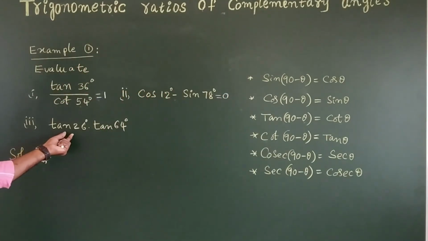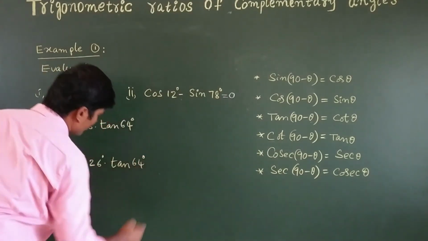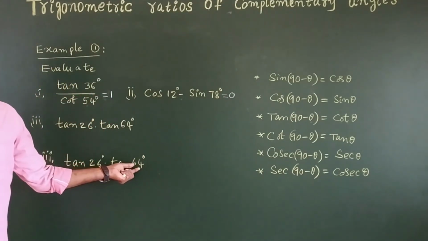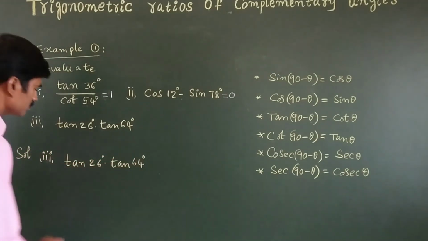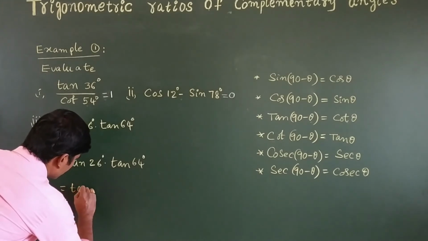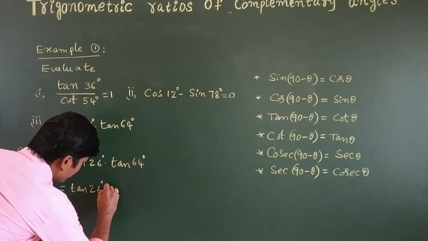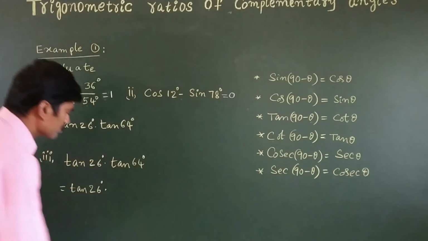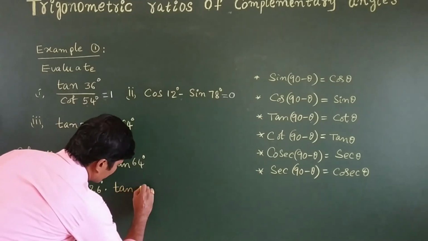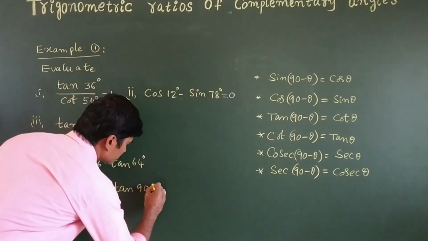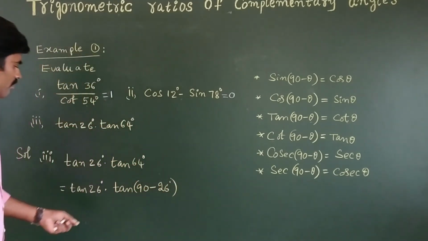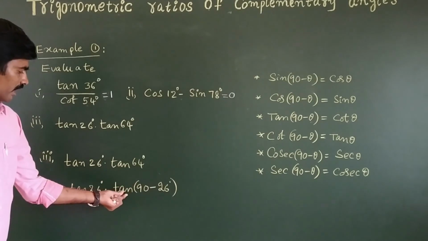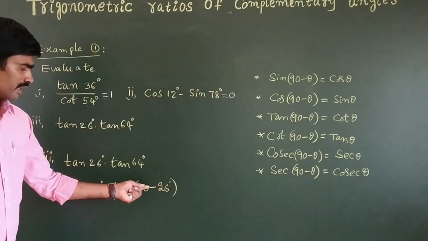Third one, tan 26 degrees into tan 64 degrees. The sum of these two angles is 90 degrees. So they are complementary angles. So change one of these ratios. First one as it is, you write tan 26 degrees into tan 64. We can write tan 64 as tan(90 minus 26 degrees).